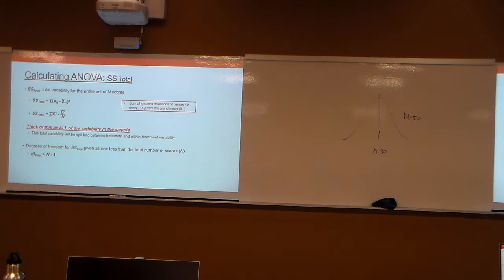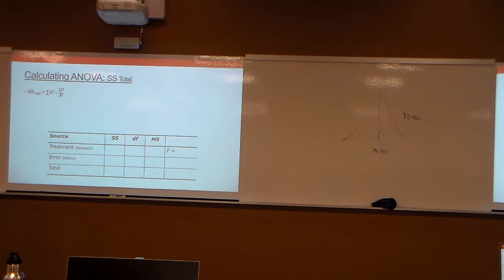People see conceptually what our sum of squares total is. If you wanted to calculate this in SPSS, you could just take all of the scores, ignore group, and run the variance on that, and it would give you the sum of squares total. Those would be functionally equivalent.